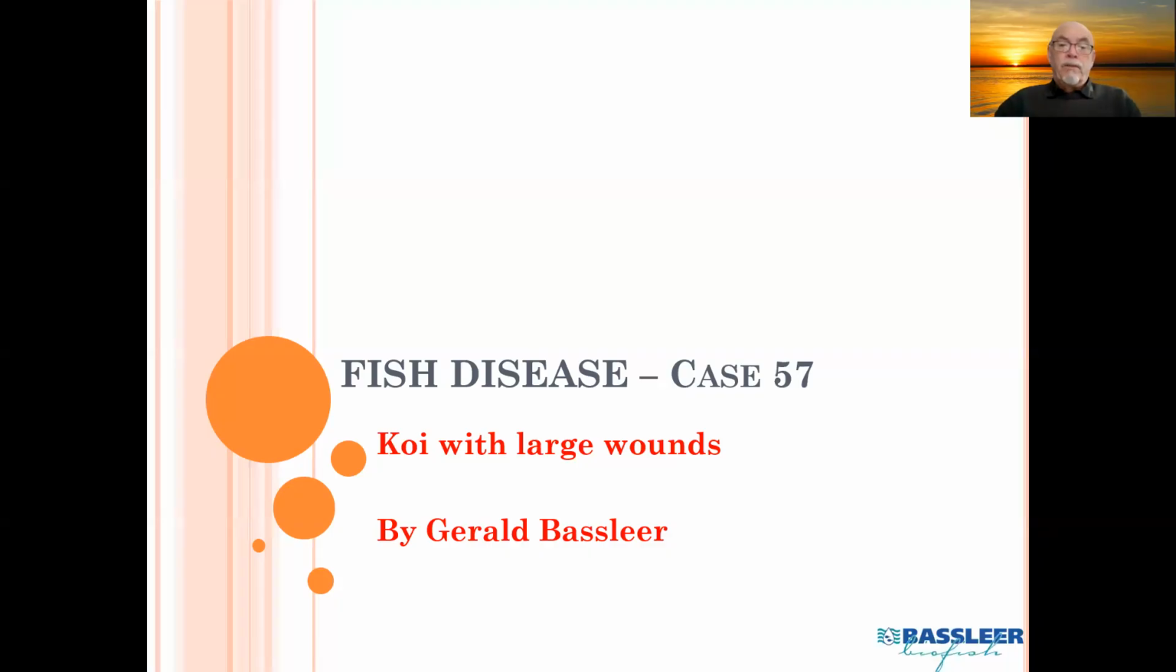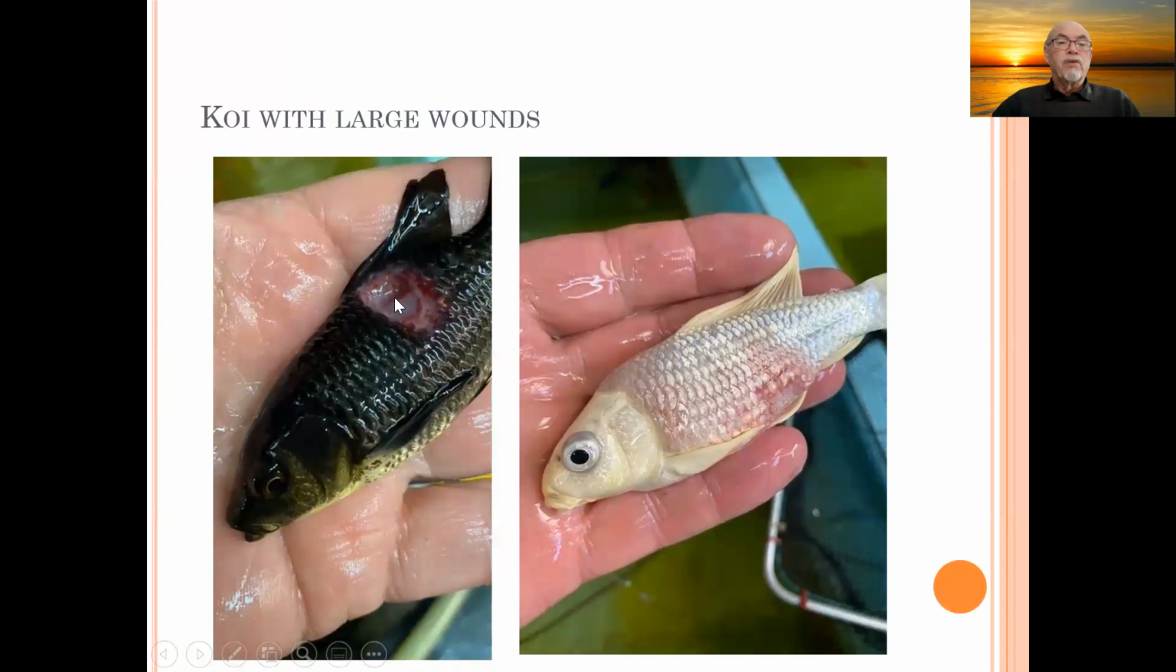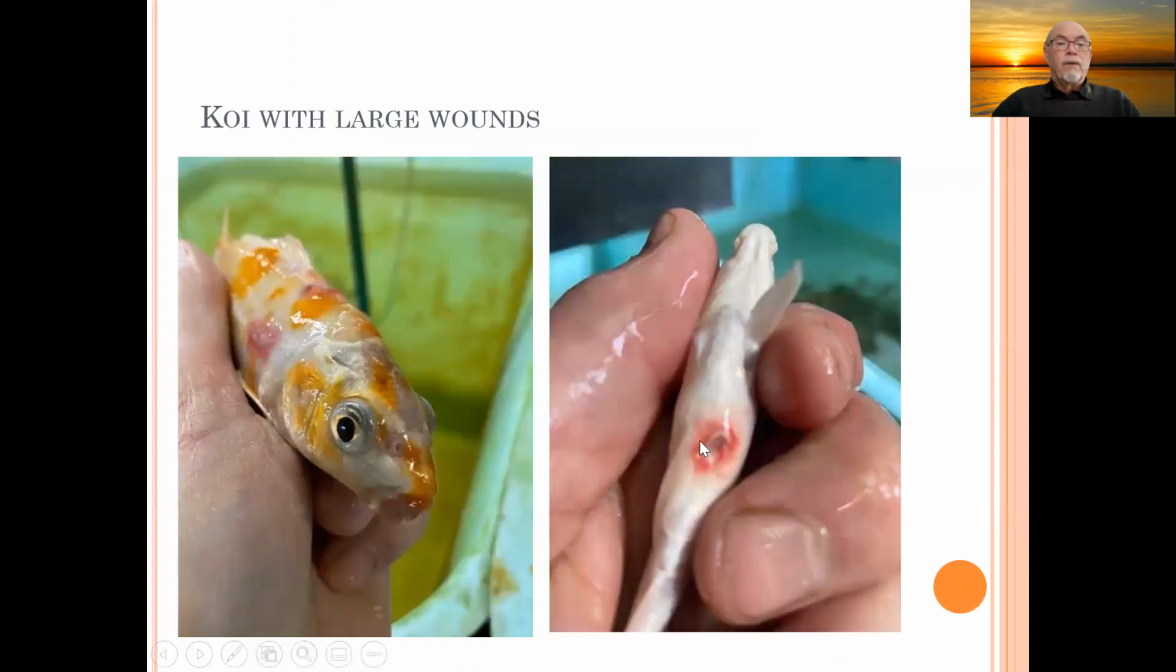It's a koi with large wounds. That's how the fish looked as it was presented to me. Look at this koi, the big wounds, like a big ulcer, large wounds making holes in the fish. Look at the holes in this fish. Look at the bleeding parts in this platinum koi. Look at the wounds on the nose, on the head, on the belly. All different wounds in different locations on that fish.